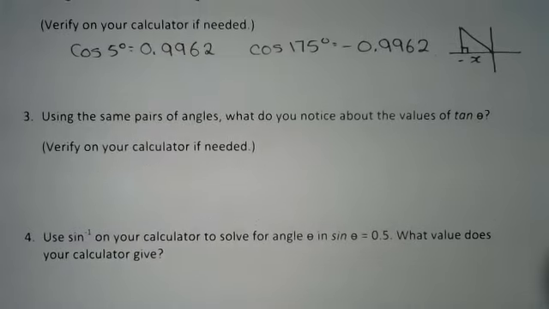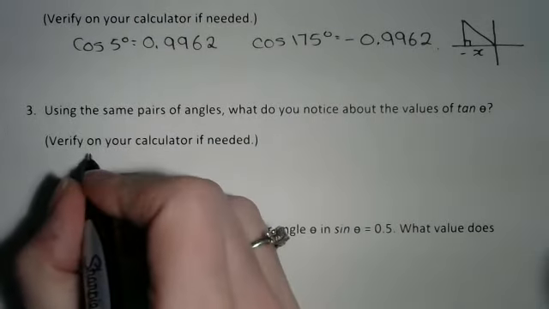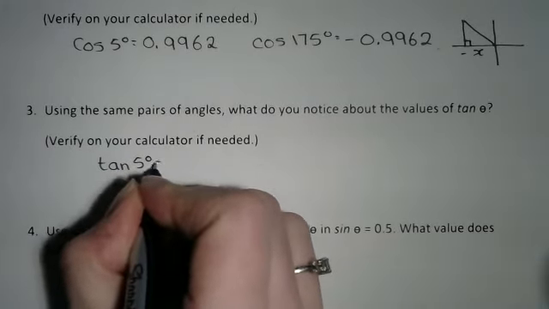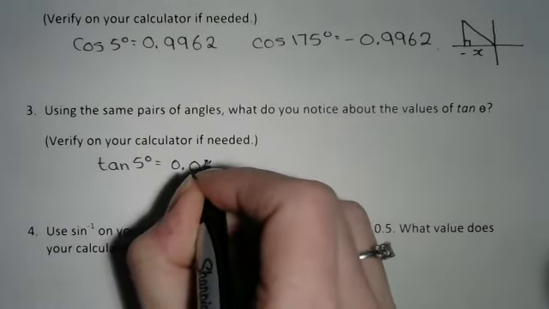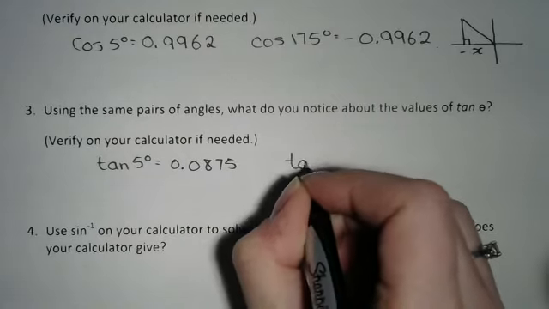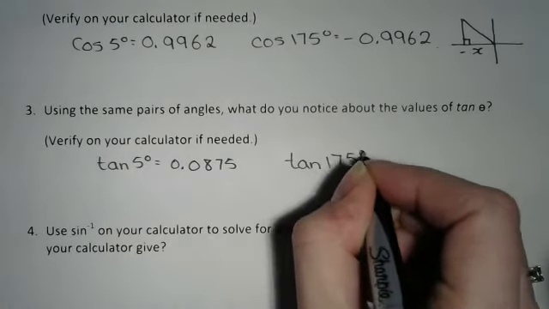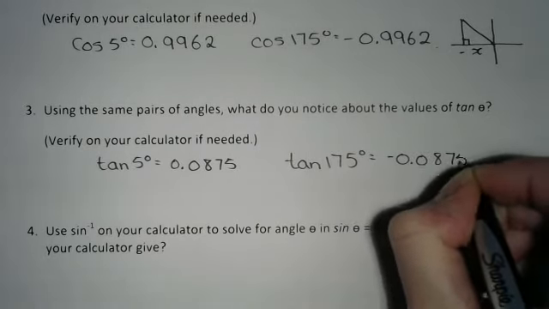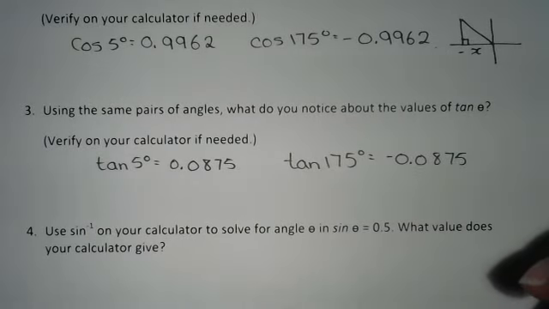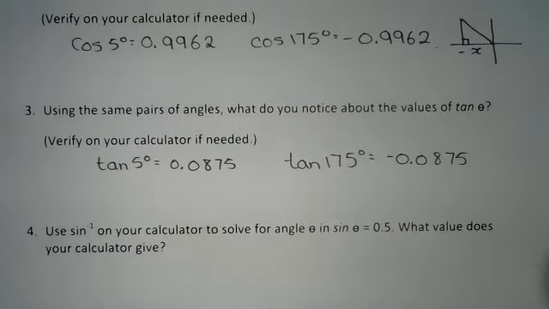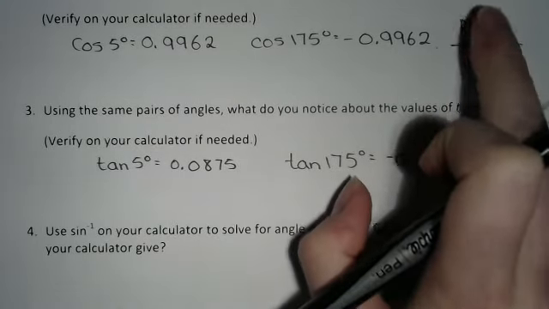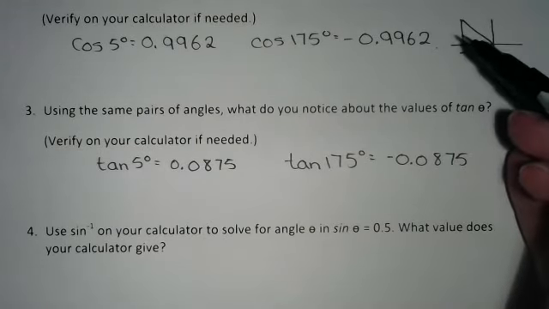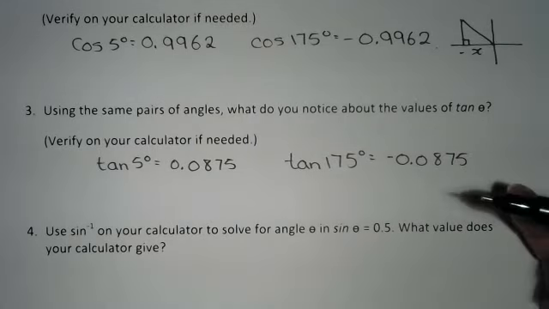If we look at tangent, we get something similar. Tangent of 5 degrees is equal to 0.0875, and tangent of 175 is equal to negative 0.0875. Same thing as this one. So it's important to remember sine is positive for both of these. Cosine is negative for this one, positive for this one. And tangent is also negative in this quadrant and positive in this quadrant.